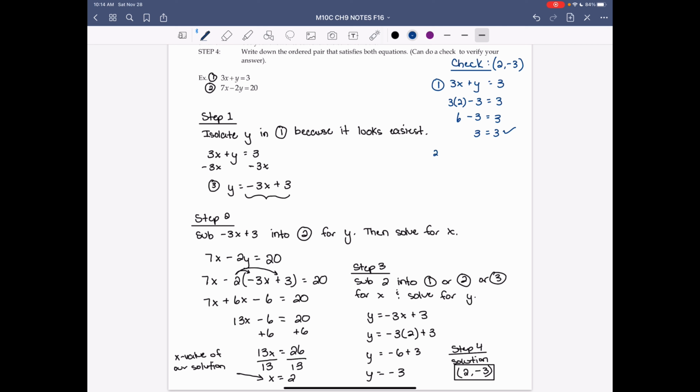Then equation 2, 7x minus 2y, right side is 20. 7 times 2 minus 2 times negative 3, right side is 20. 7 times 2 is 14. Negative 2 times negative 3 is positive 6, right side is 20. 14 plus 6 is 20, the right side is 20. So the solution works in that equation as well. So it is a solution to our system.